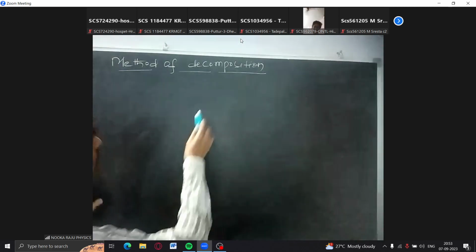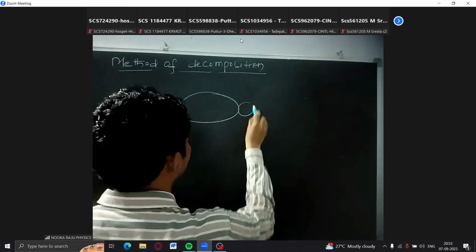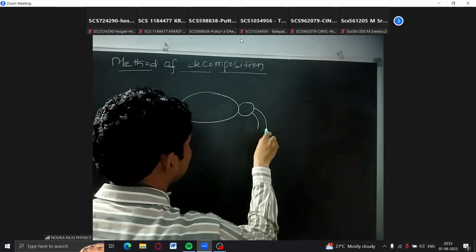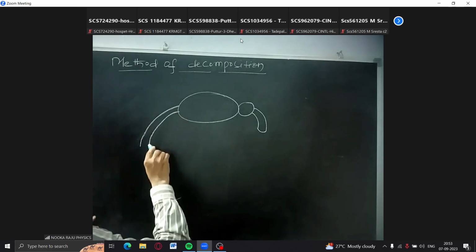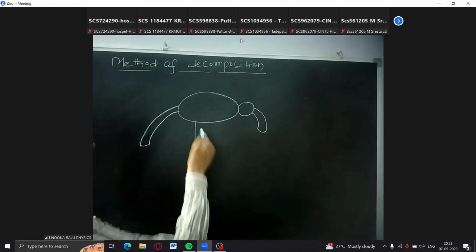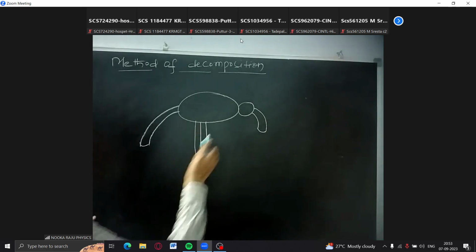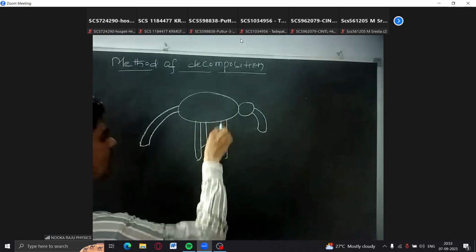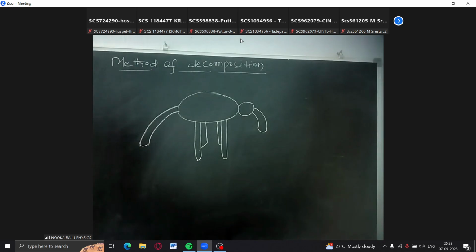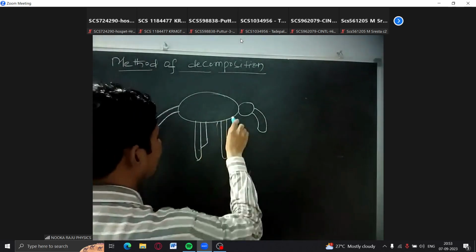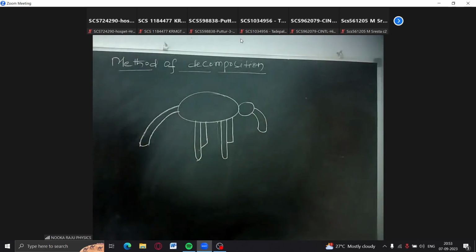I want to give just one example. Now, this is the elephant. This is the trunk of the elephant. Now, this is a tail. Now here, these are the legs of the elephant. Right, okay.